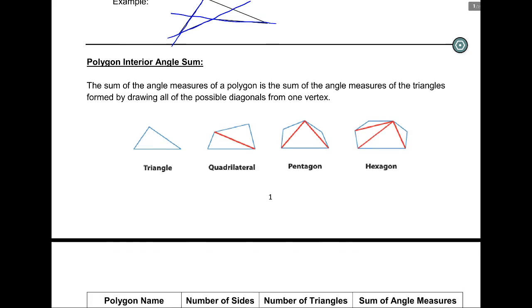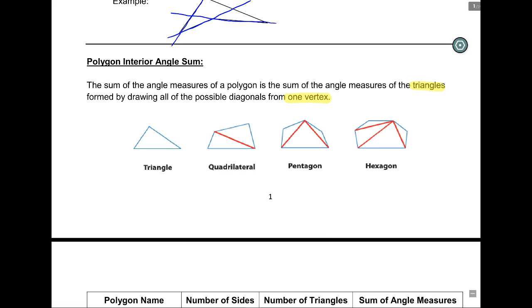Polygon interior angle sum. So the sum of the angle measures of a polygon is the sum of the angle measures of the triangles formed by drawing all of the possible diagonals from one vertex. That's important. So basically the triangles drawn from one vertex. So let's just take a look at some examples.